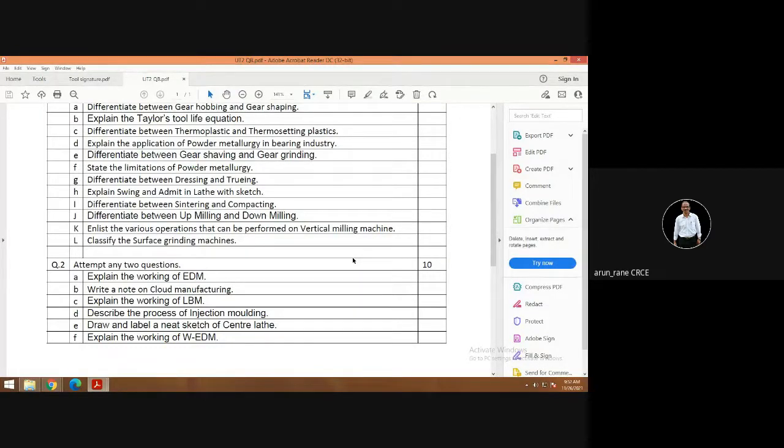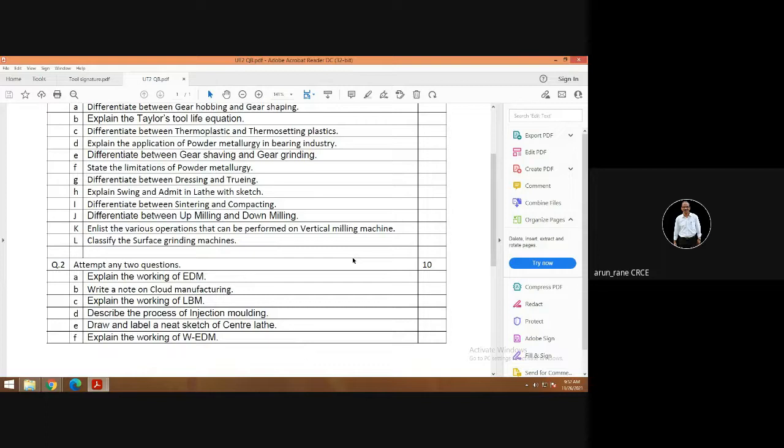Briefly, you don't have to go very deep. You can refer to what type of questions are asked in the unit test, and accordingly you can prepare. Fine. Tool engineering, as I told, the tool signature and various angles on the tool are very important.